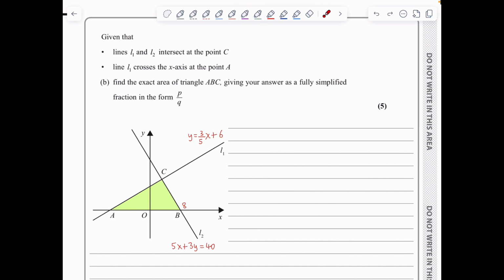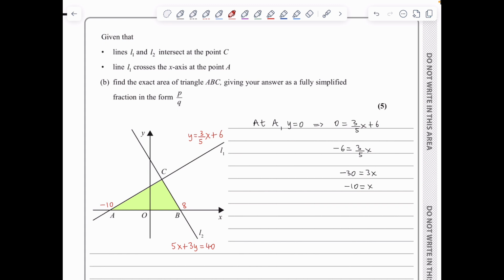I will start by finding the coordinates of point A. So we know that at point A, y is equal to 0, which means that 0 is 3 over 5 x plus 6, which takes me to -6 being 3 over 5 x. So minus 30 is equal to 3x, and therefore -10 is the x coordinate of the point A. I'm going to write this on my diagram so that I've got all the information on the diagram.